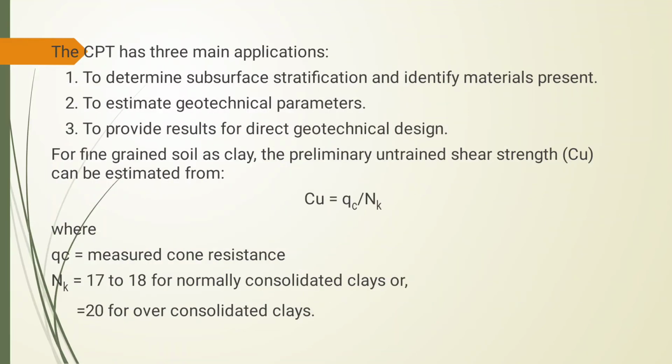The CPT has three main applications: to determine the subsurface stratification, to estimate geotechnical parameters, and to provide direct results. For clay soil, Cu equals QC divided by Nk. Here QC is the measured cone resistance, and Nk is 17 to 18 for normally consolidated and 20 for over consolidated clay.